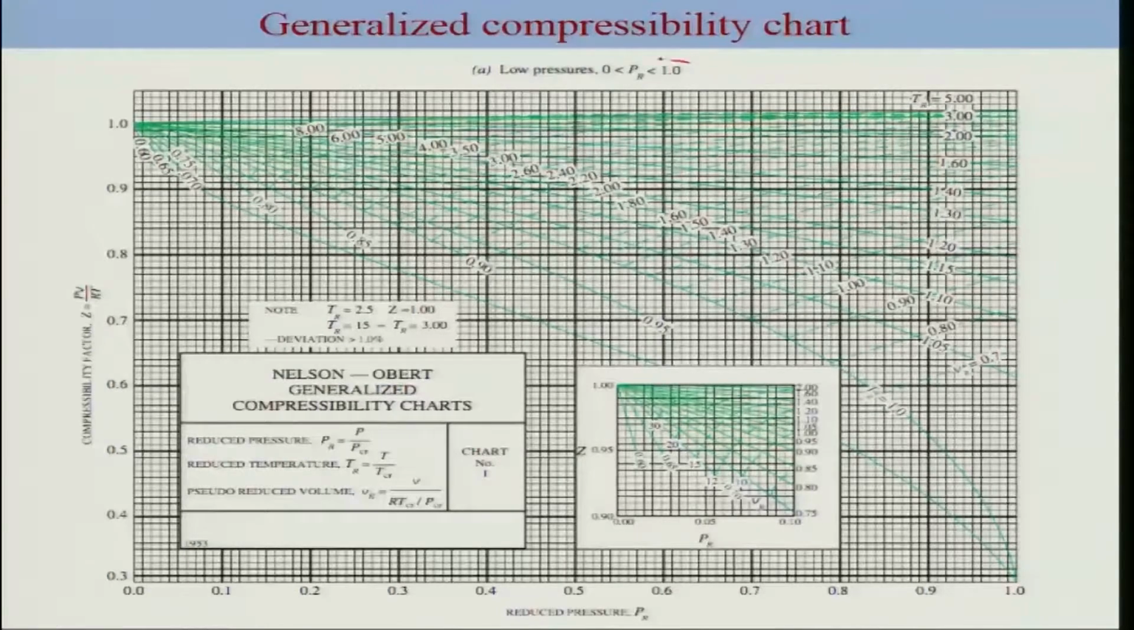So this is for the low pressure regime. Here you have PR, you have again Z, and then you have your TR, and they have also included VR, the reduced volume. We can make use of this particular chart to solve certain problems.